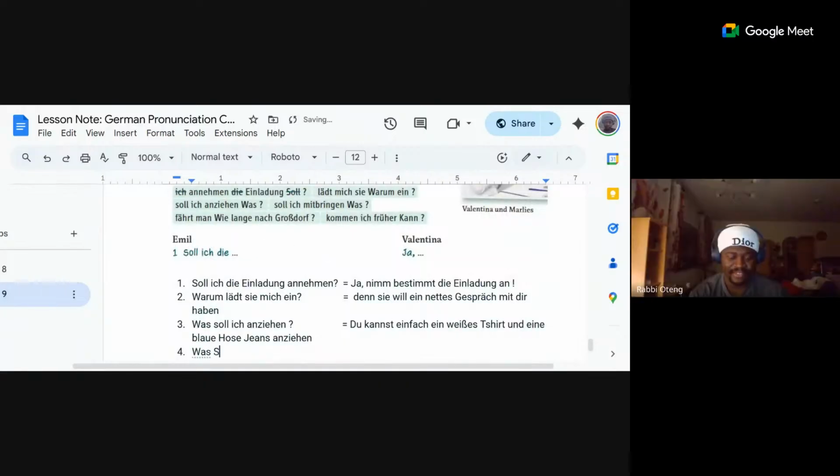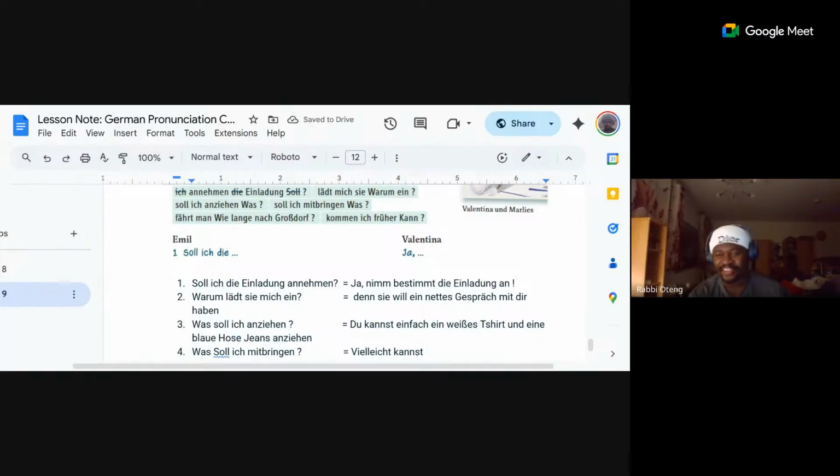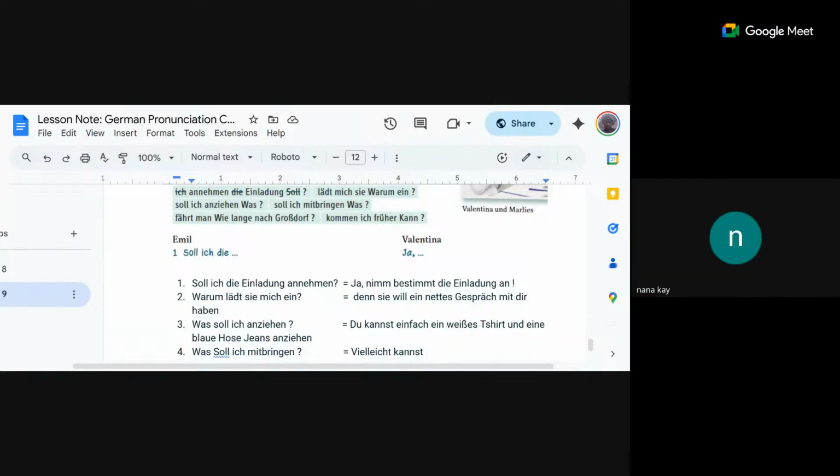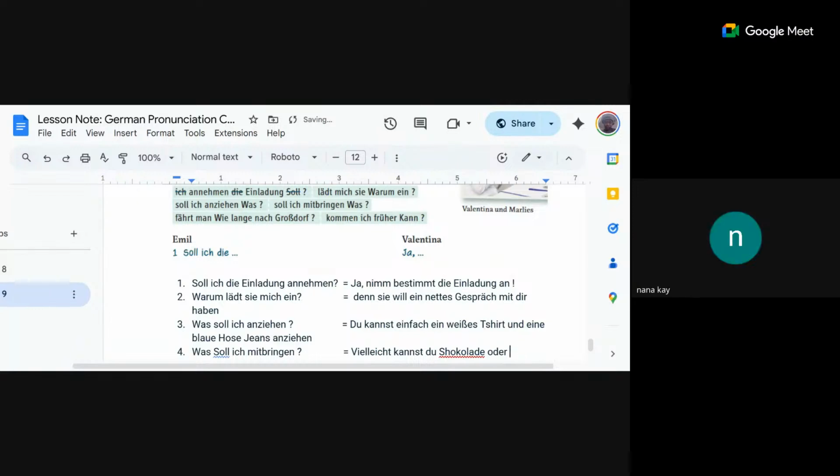Was soll ich mitbringen? Vielleicht kannst du etwas kaufen, zum Beispiel. When you use vielleicht, you use kannst du. In English you'd say maybe you can, but in German you say maybe can you: vielleicht kannst du etwas kaufen, wie Kuchen, Schokolade, oder Blumen.